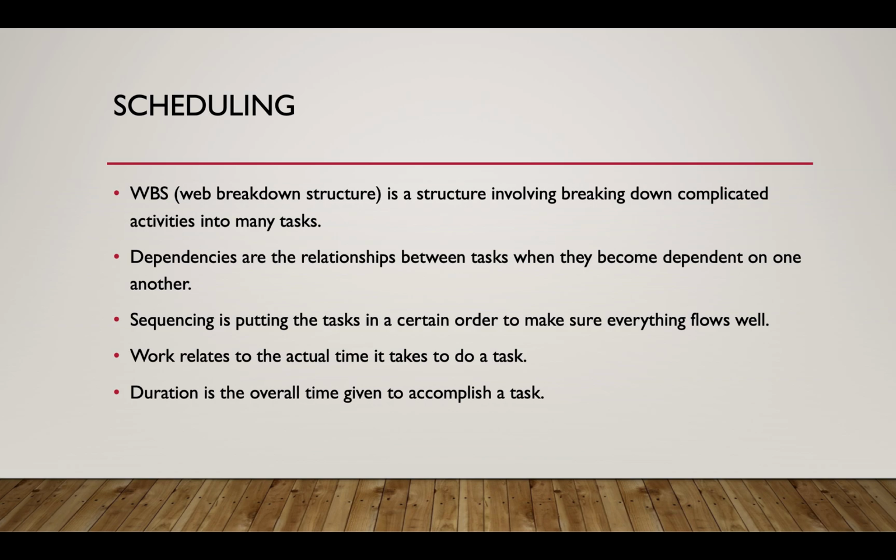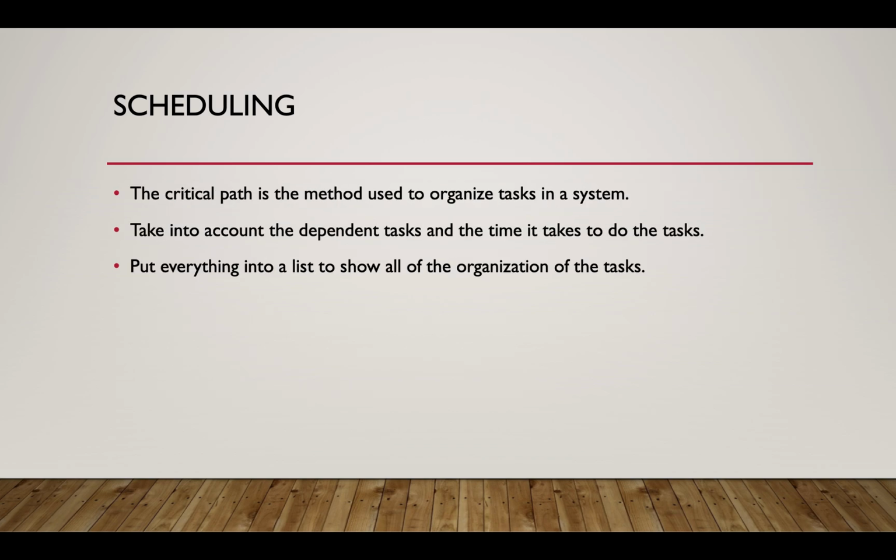Look at the different work and the duration times. And work is relating to the actual time it takes to do the task, whereas duration is the time given to accomplish the task. And then looking into the critical path. The critical path is a method used to organize tasks in a system. So the tasks that we got from the breakdown method are going to be put into the critical path. And it also takes into account the dependent tasks and the time it takes to do those tasks. So the work and the duration as well.